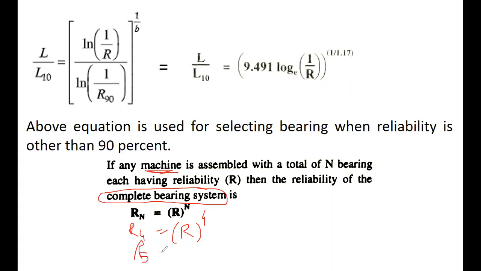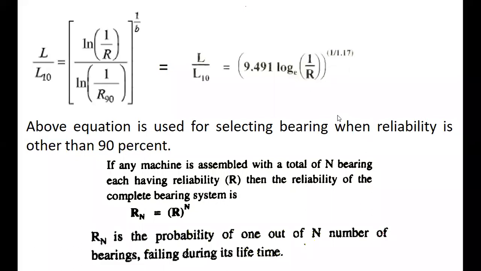If there are 5 bearings, then you are going to find out the reliability of the complete system as R raised to 5. So Rn is equal to R raised to n. This is the reliability of the complete bearing system. We are going to do numericals on this further, when we'll come to it, where Rn is the probability of 1 out of n number of bearings failing during its lifetime.